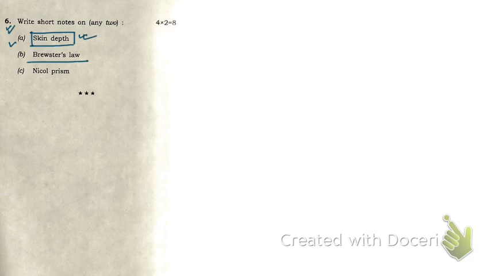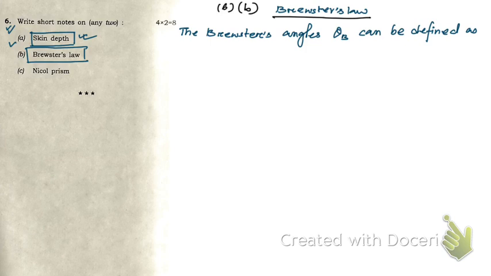So now let us discuss Brewster's law. Let me give you the answer. So this is Brewster's law, 6b. Now first let me define Brewster's angle. What does it mean? Brewster's angle theta b can be defined as the incident angle theta I at which the Fresnel's reflection coefficient is zero.